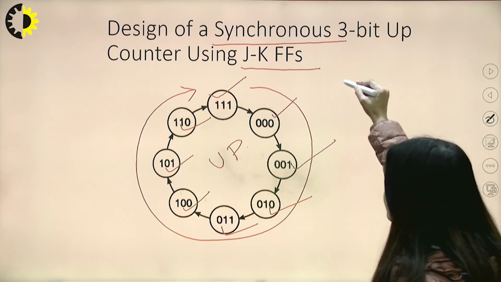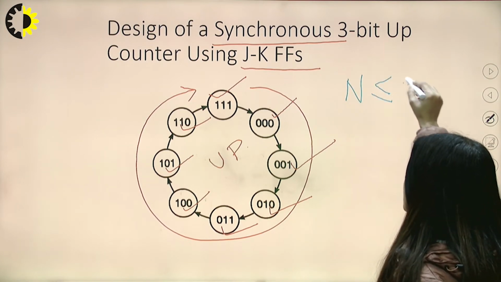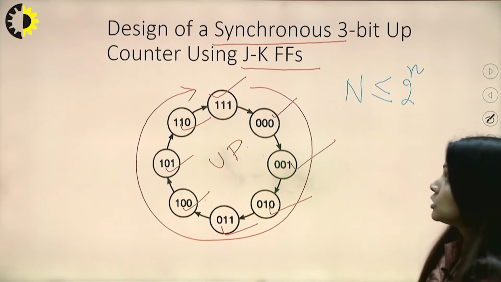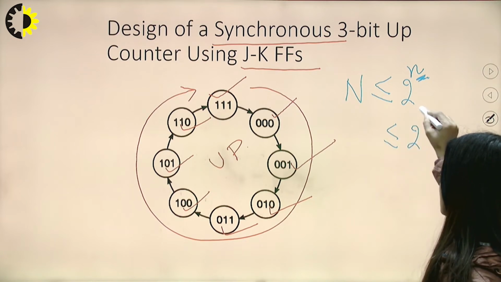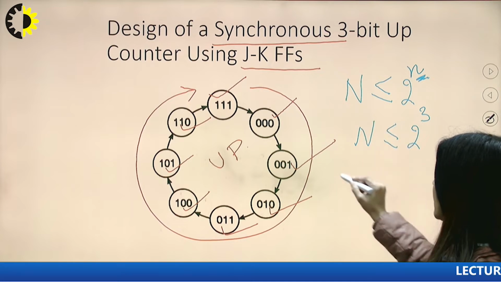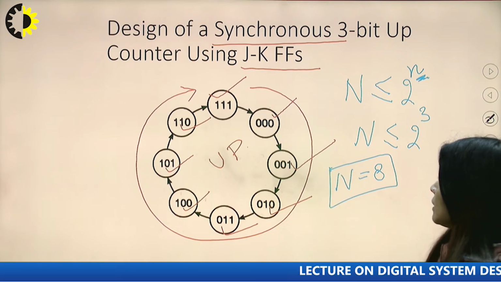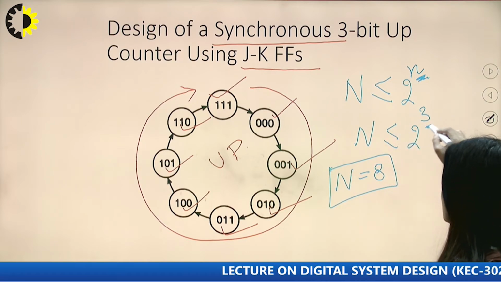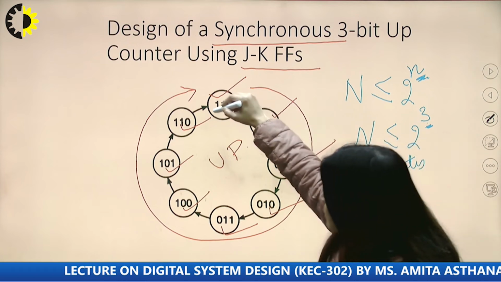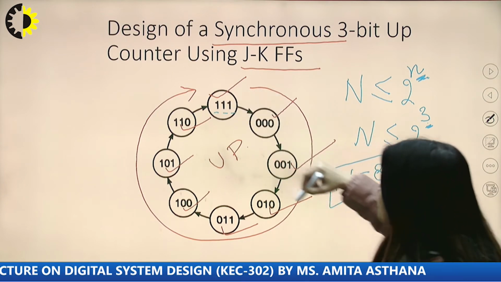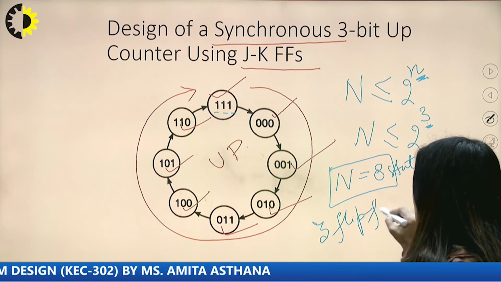So the first step is to calculate the number of flip flops. The number of states should be less than or equal to 2 raised to the power n, where n is the number of flip flops. Here n is 3 bits, so 2 to the power 3 is 8. So 8 states are there and 3 bits, so we need to take 3 flip flops. These two conditions will go together.